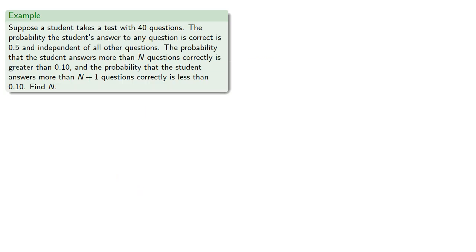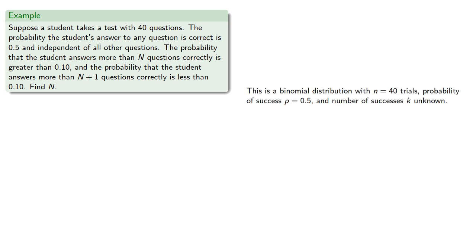Or consider the following problem. A student takes a test with 40 questions, and the probability a student's answer to any question is correct is 0.5 and independent of all the others. The probability that the student answers more than n questions correctly is greater than 0.1, and the probability the student answers more than n plus 1 questions correctly is less than 0.1. Let's find n. So first, this is a binomial distribution with n equals 40 trials, probability of success 0.5, and number of successes k unknown.